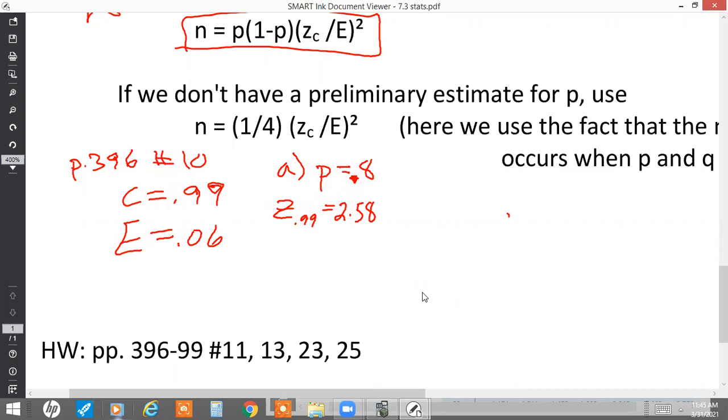So we're going to do n approximately equals P, 0.8, times 1 minus P, 1 minus 0.8, that's 0.2, times Z sub C, which is 2.58, divided by the error that we want, 0.06, in parentheses squared. And I'm just going to do that on my handheld calculator again here.